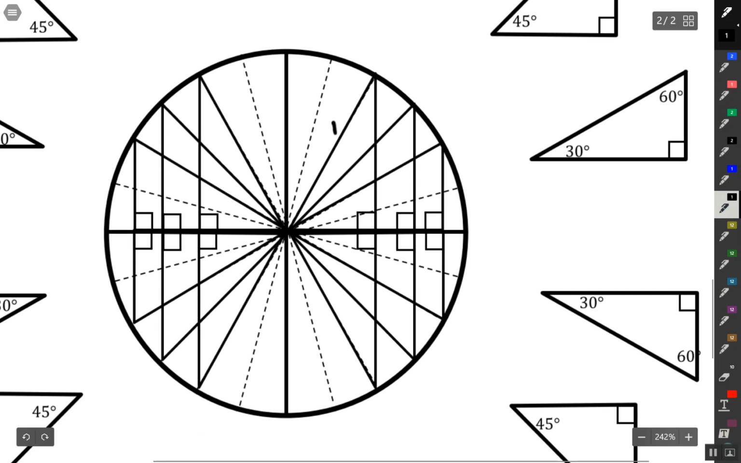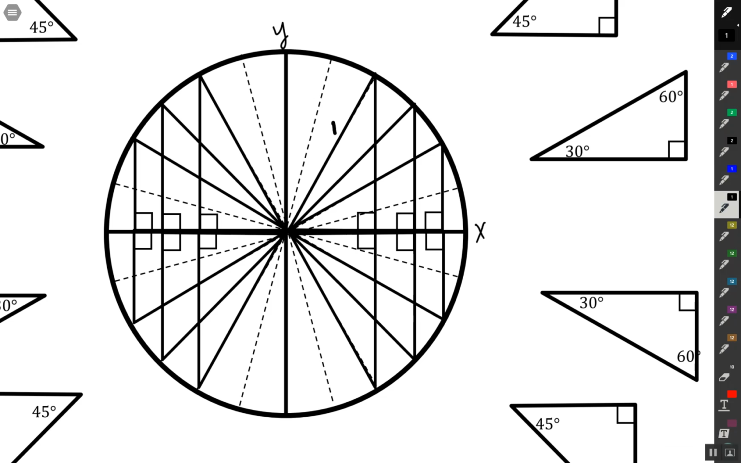So let's label this circle a little bit. This is the coordinate plane. You got your x-axis, you got your y-axis, all that's the same. This is the origin. This little dotted line represents 15 degrees. There's no special right triangle for 15 degrees, so we're going to ignore that. But I just want you to understand that it's 15 degrees. So the next line is 30 degrees. Now that is a special right triangle that we know, right?